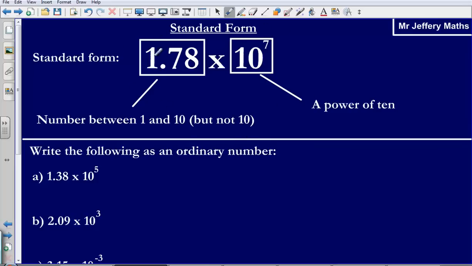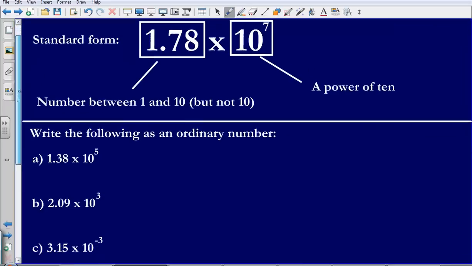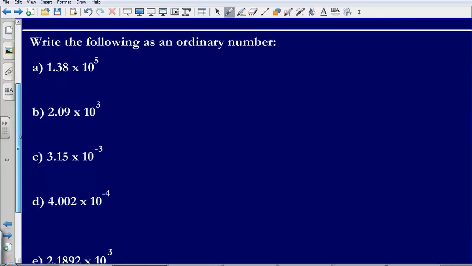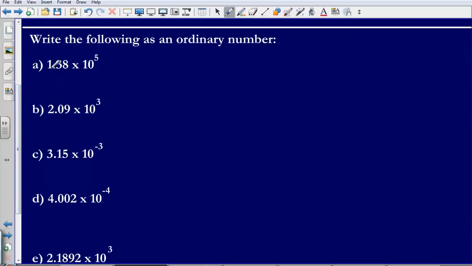And we can make all numbers using this form, and it's really good for writing really large or really small numbers. So what we might be asked to do in a GCSE exam is to write numbers that have been given in standard form as ordinary numbers. Now we're going to take a look at an easy technique in which we can do that.